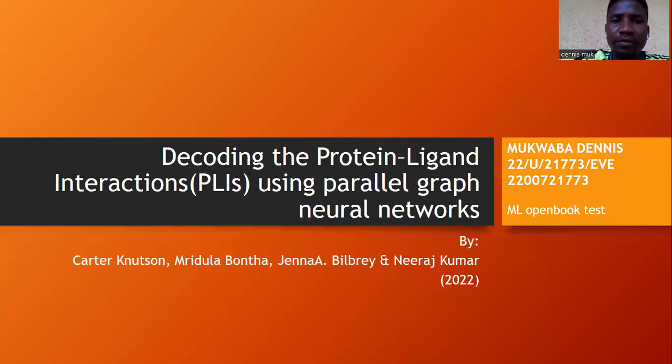Yes, hello everyone. My name is Mufava Dennis, and I'm going to take you through this paper I reviewed. It's decoding the protein ligand interactions using parallel graph neural networks. It was written by the people below and released in 2022.